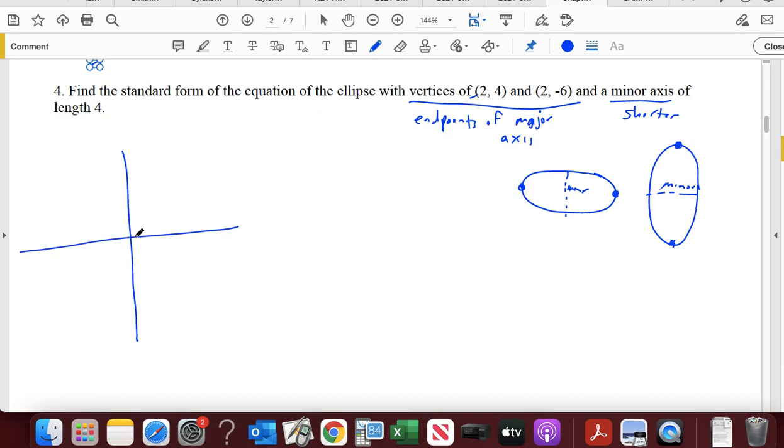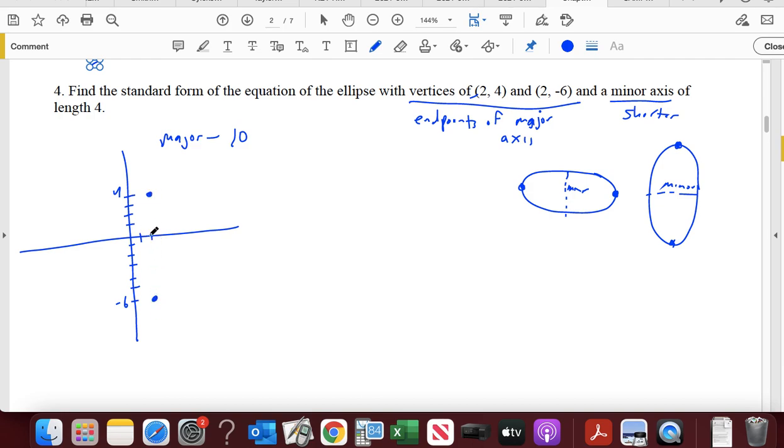All right, so vertices of 2, 4, and 2, negative 6. So 2, 4, and then 2, negative 6. 1, 2, 3, 4, 5, 6. All right, so we see that it goes from 4 to negative 6. So that major axis is 10 units long. And again, remember, the radius is half that.